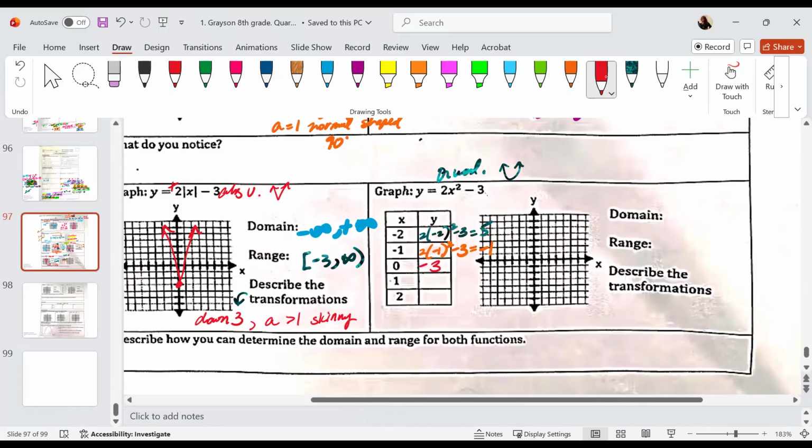It's just -3. When it's 1, you should get -1. When it's 2, 2 times 2 is 4. 4 times 2 is 8. 8 minus 3, it should be a 5. That's what you should have, yes? Yes? So look at the points.